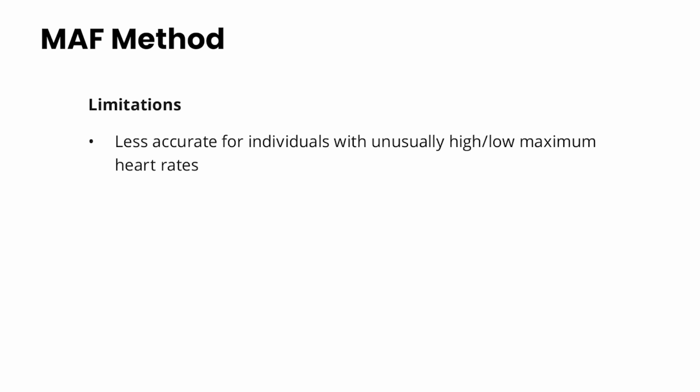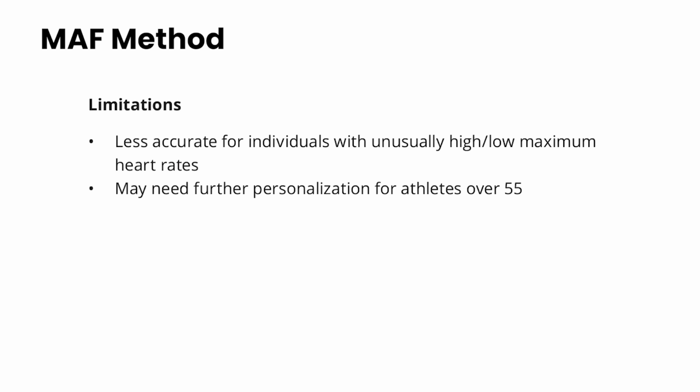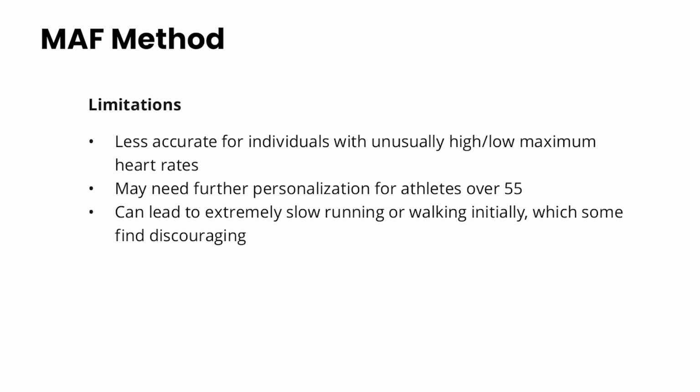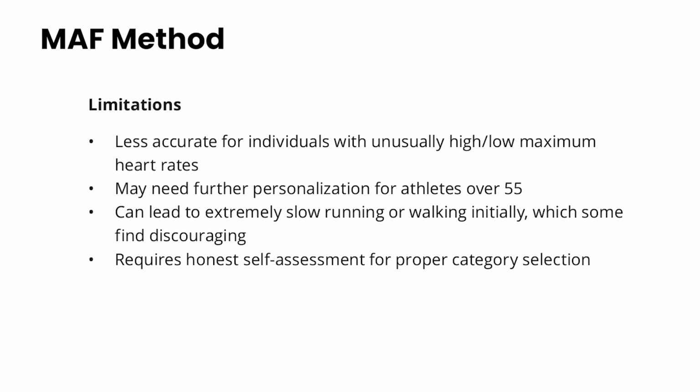Limitations: it is less accurate for individuals with unusually high or low maximum heart rates. It may need further personalization for athletes over 55. It can lead to extremely slow running or walking initially, which some find discouraging. It requires an honest self-assessment for proper category selection. Remember, the MAF method forces you to build a foundation before adding speed work. Trust the process, even when that means initially having to slow down significantly.